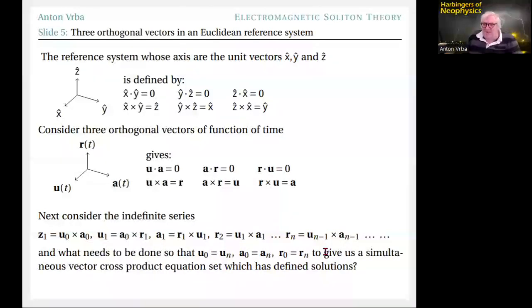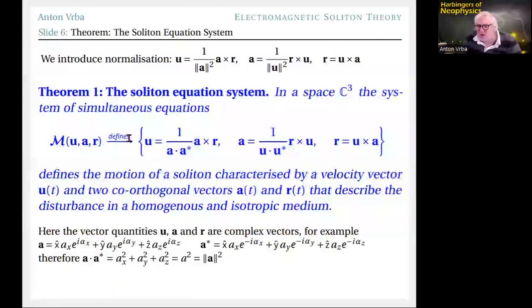And the question I asked myself was, what needs to be done so that U0 equals UN, A0 equals AN, and R0 equals RN? And this would give me a set of simultaneous equations. These simultaneous equations in a complex space look like this. So I have the velocity vector 1 over a dot, and the conjugate of a complex number, a star, is nothing more than the absolute of the norm squared.